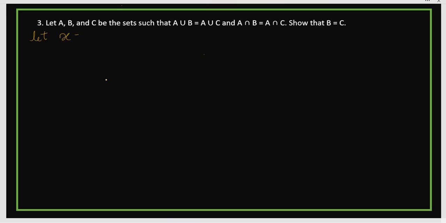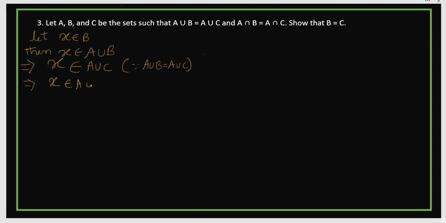Let x belong to B. Then x also belongs to A union B, right? It implies x belongs to A union C, because A union B equals A union C is given. This implies x belongs to A or x belongs to C. Correct?